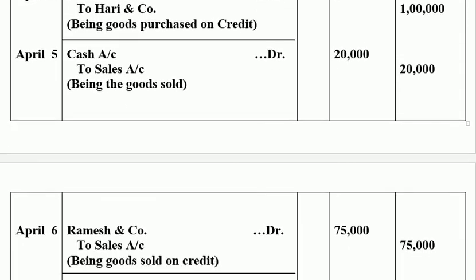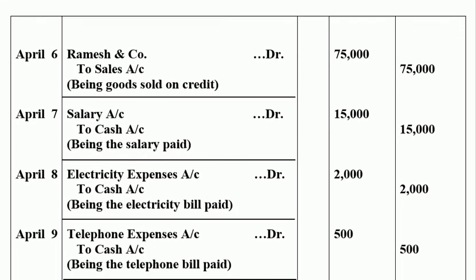Now comes the next one, that is April 6th. On April 6th the transaction says sold goods to Ramesh and Company worth rupees 75,000. Right now we are selling the commodities to Ramesh and Company on credit, not in cash. That's why cash is not coming into the business. Got it? That's why we will record the entry as Ramesh and Company account debit to sales account.